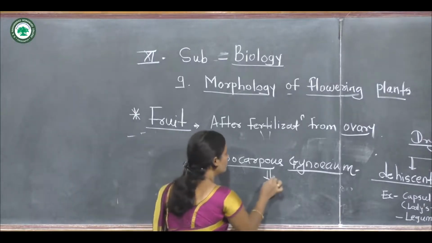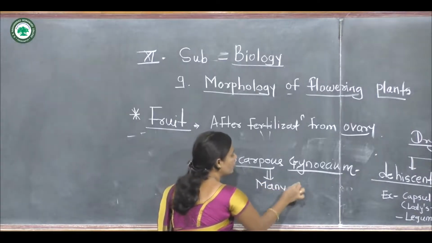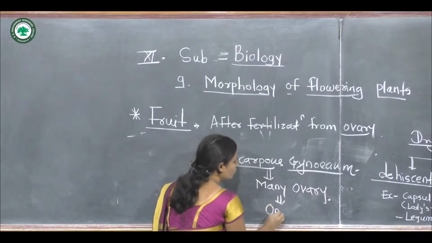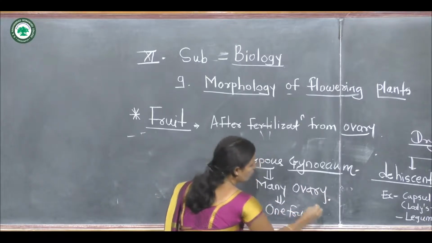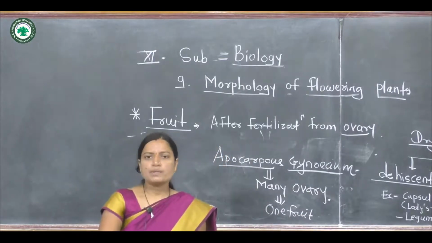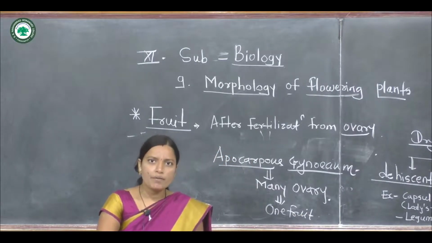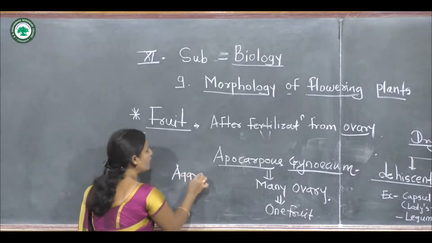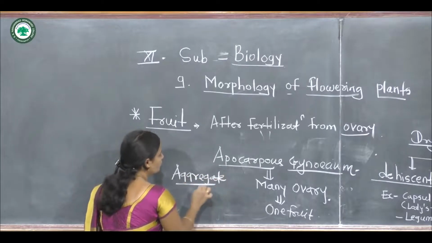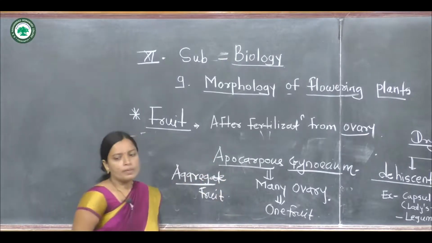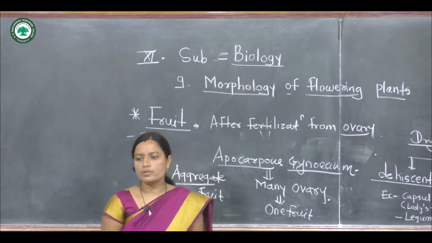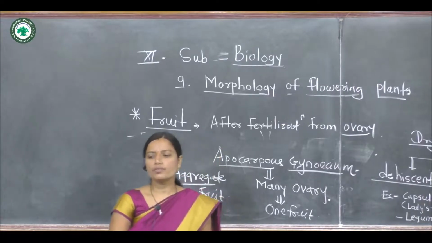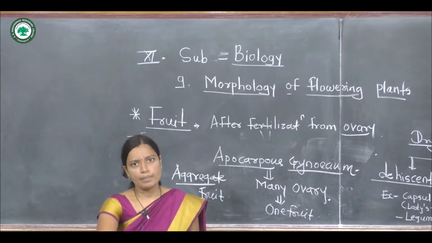Many ovaries form one fruit, and this fruit is called the aggregate type of fruit. Now this fruit is called the aggregate fruit. The aggregate type of fruit means a collection of many ovaries. For example, the custard apple.